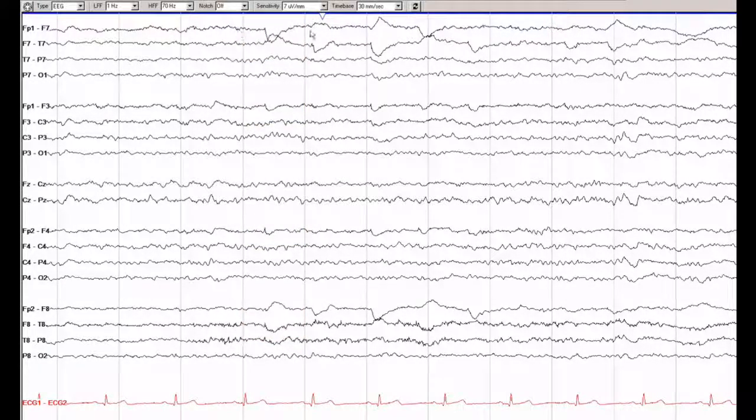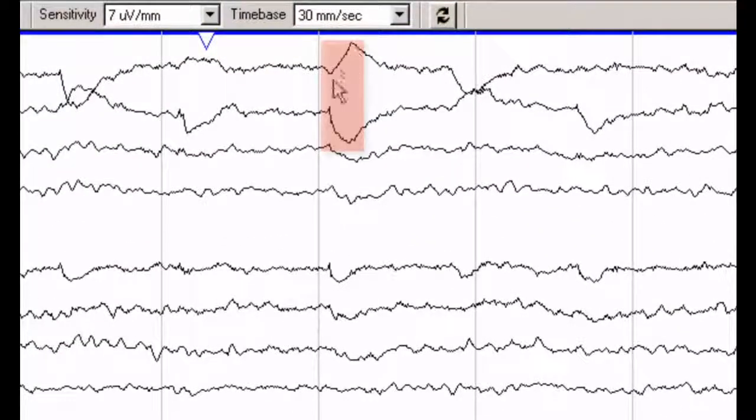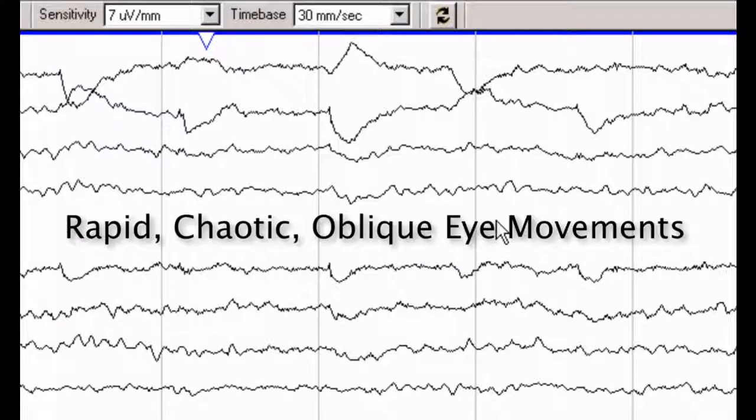If you look at this set of three eye movements, you can see that they are all in slightly different directions because they all have slightly different polarity in the temporal and frontal regions. You can also see that the initial eye deflection is very quick, lasting only about 100 milliseconds. Therefore, we can conclude that this patient is having rapid, slightly chaotic, oblique eye movements.